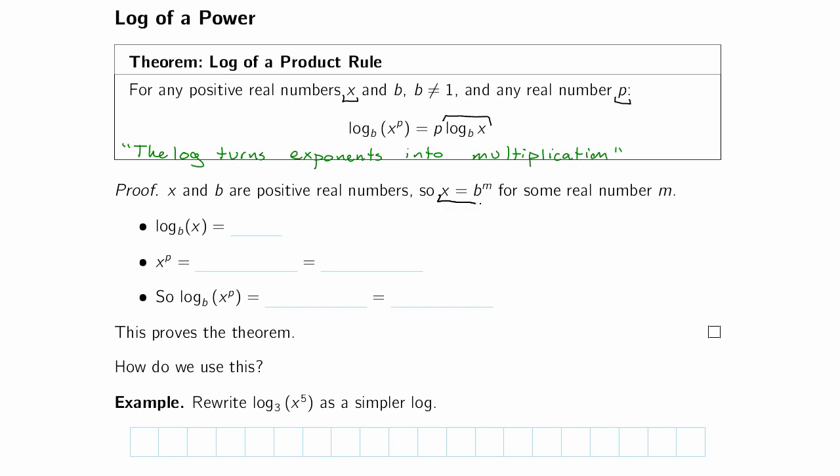So we'll write x is some power of the base, so the log of x is just that exponent m. We don't know what it is, but it's got to be something. That means that x to the power p, what we have in our log up here, well, that's b to the m to the p. And the power of a power rule says that that's b to the p times m. Notice I wrote the p first. That's okay. Multiplication's commutative. I can write those factors in either order.